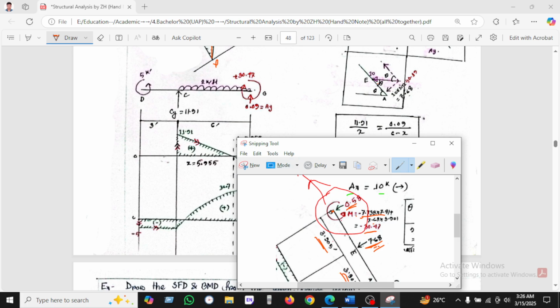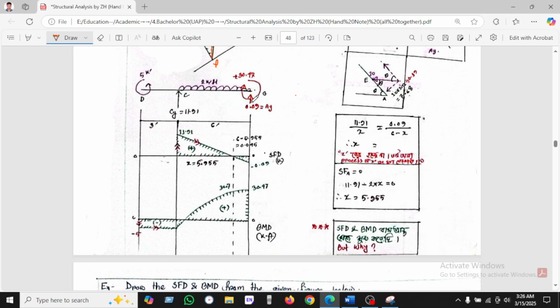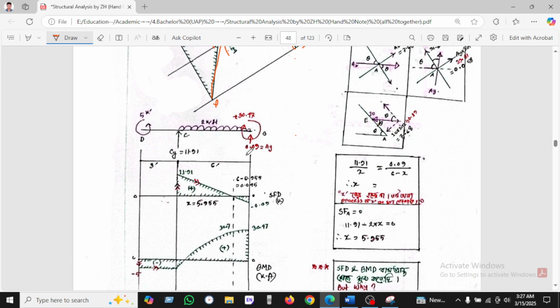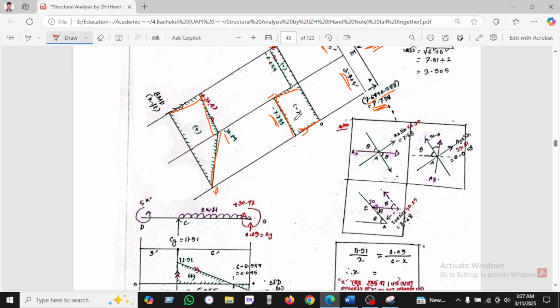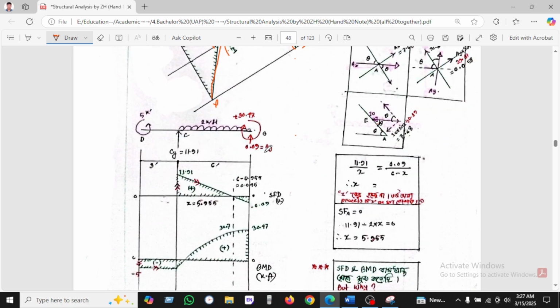So it will take a negative sign and anti-clockwise. That's why it is taking the clockwise moment. Okay, let's see. And another we found here, AY. We see 0.09. AY is also taken here for balance purposes. Okay, after finding this diagram, we are now doing the shear force diagram.